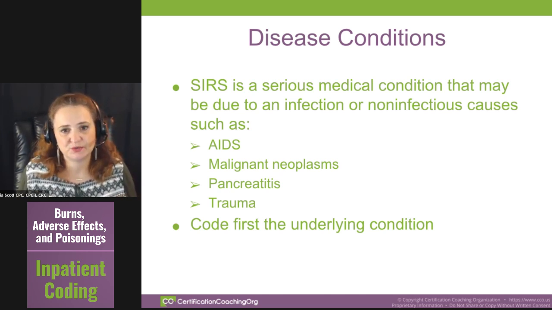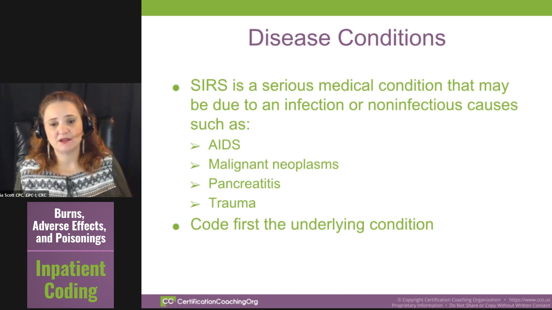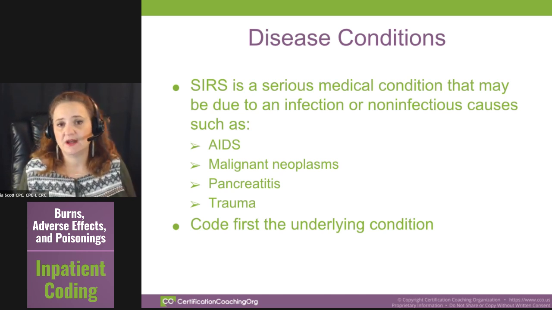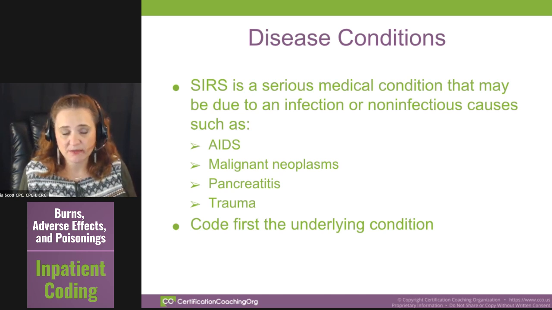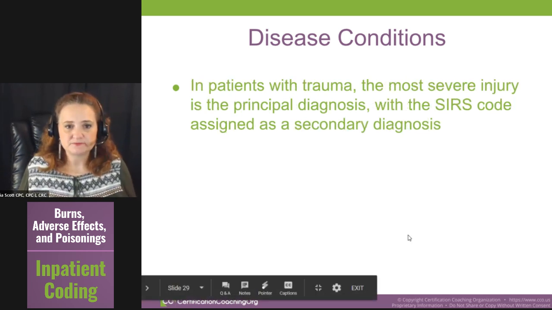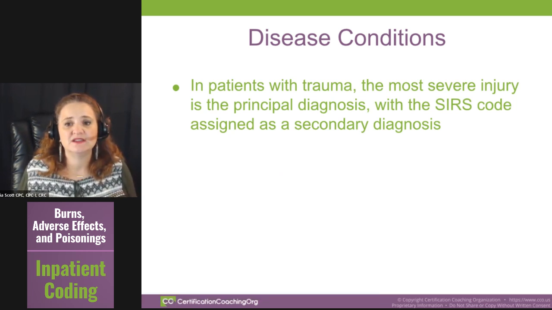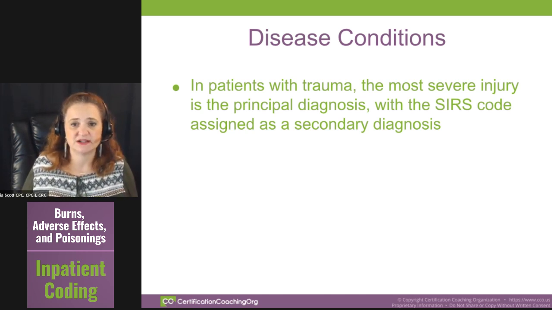Let's talk about CSRS real quick. That's a medical condition due to an infection or non-infection cause, such as AIDS. You could have cancer, pancreatitis, or trauma that could happen. And we've done another lecture that talks about CSRS in more depth. But when that happens, then we're going to have adverse effects and manifestations, and you're always going to code the underlying condition first in those examples. If you have a person with trauma, then the severe injury is the principal diagnosis, with CSRS as a secondary diagnosis. So that's an exception to that.